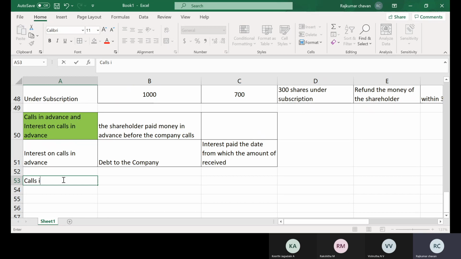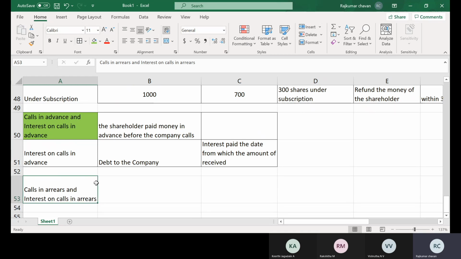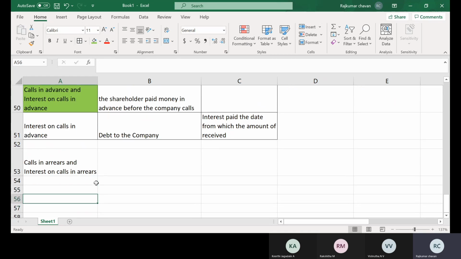Calls in arrears and interest on calls in arrears. What is the difference between these? What do you think? What is calls in arrears? Here, whose mistake is there, the company's mistake or the shareholders' mistake in calls in arrears?